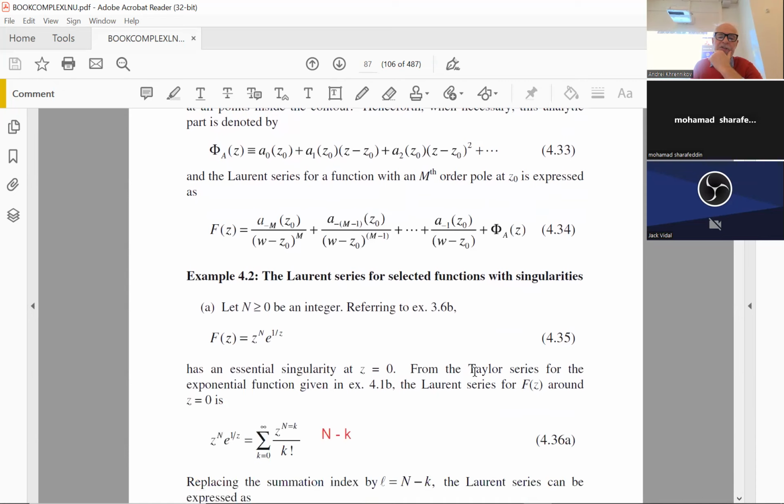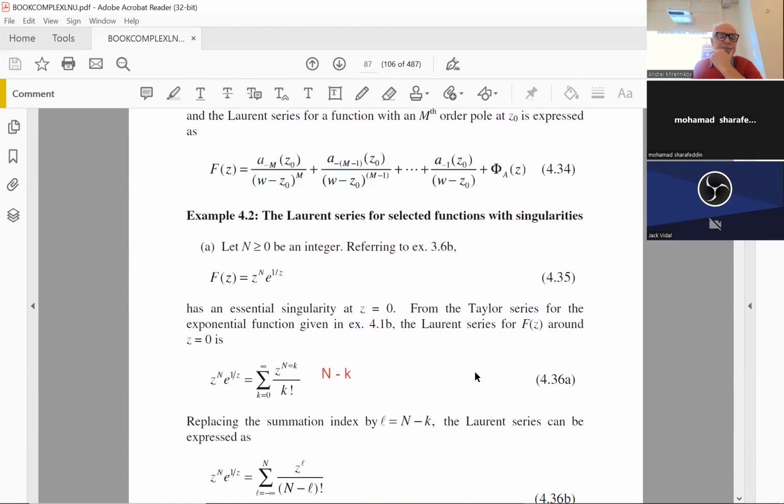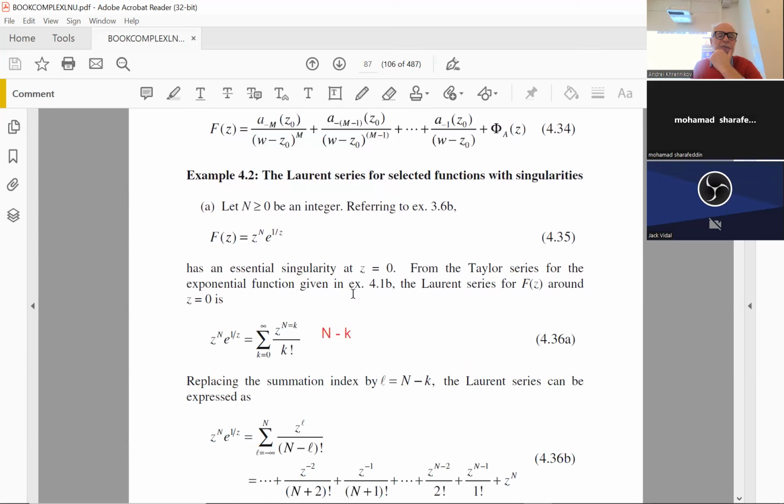Consider examples. For example, consider the function z to the n times exponent of 1 over z. This is an essential singularity. It is not a pole, because if we multiply this by any power of z, it would not go to 0. For any degree of z, this function is very bad. Exponent of 1 divided by z is not a pole, it is an essential singularity.